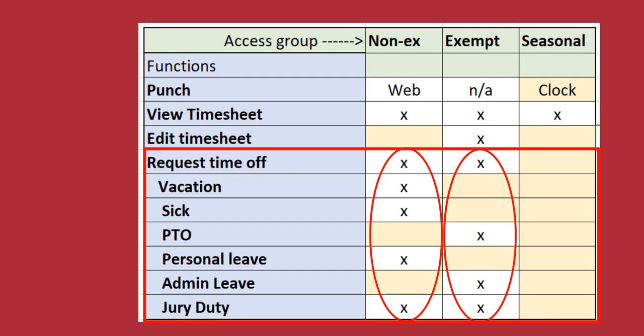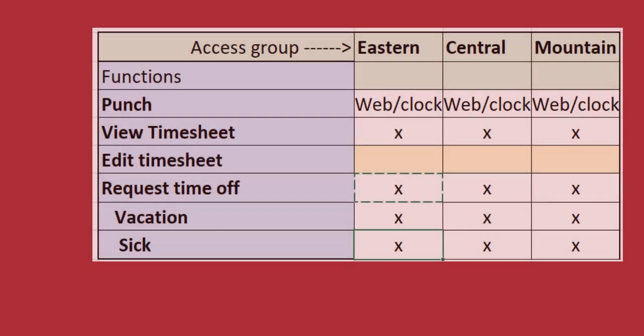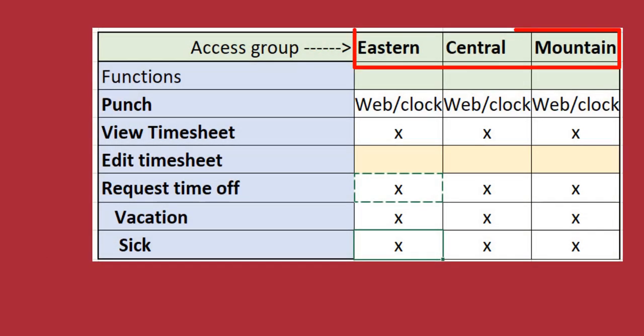There's no limit to the number of employee access groups you can create, but from a management perspective, it's wise to keep it as simple as possible. For example, some employers who have multiple locations will have 3 identical employee access groups, with the only distinction being their time zone, which governs the time the punches are registered onto the timesheet.